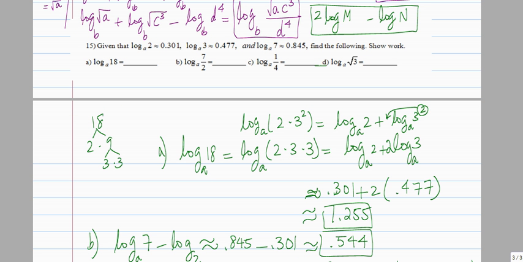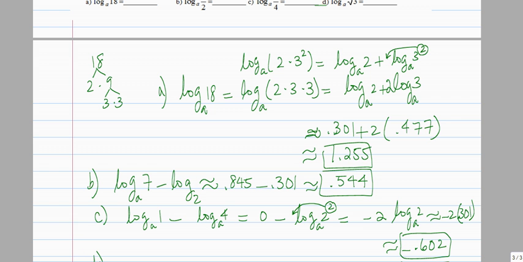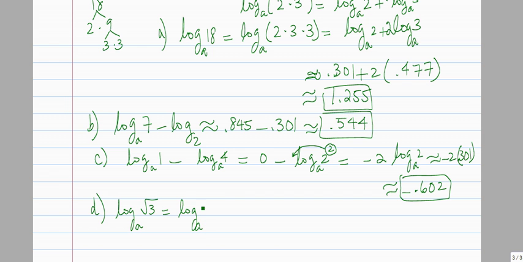Letter D, that's log base a of 3 to the 1/2, because radical 3 is 3 to the 1/2. We're using the rule, give a hoot, it's the power over the root. So the mth root of x to the n is x to the n over m.